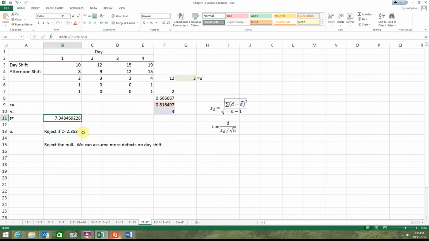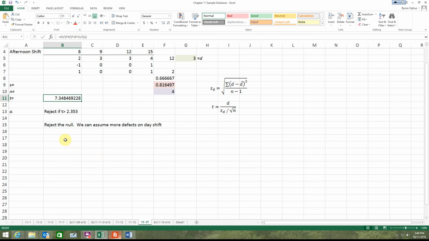Looky there. I came up with that, and I looked up my critical T, which was 2.353. According to my alternate hypothesis, which is that it's greater than, I'm going to reject the null if it's greater than my critical T, which it is, so I reject the null in that case, and then I can assume that there are more defects on the day shift.